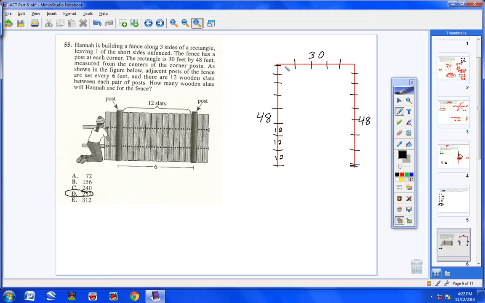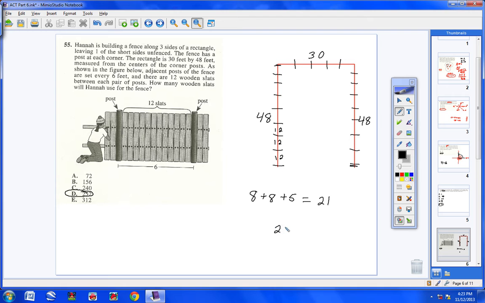You would have 5 spaces. 1, 2, 3, 4, 5. So you have 8 spaces going up here. You have 8 spaces going up here, and you have 5 going across. So the total amount of spaces that you have is 21. Now please don't forget, every space represents how many wooden slats? 12. You got 12 here, 12 here, 12 here, 12 here, 12 here, 12 here.